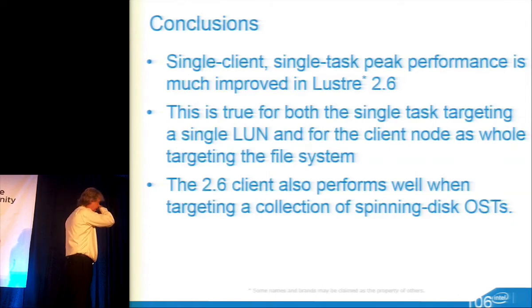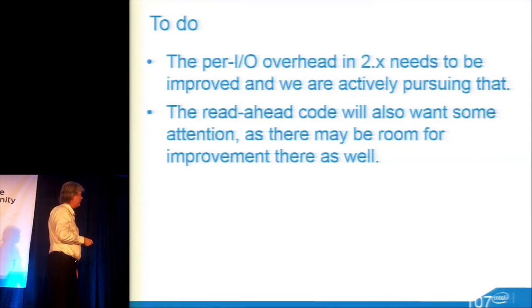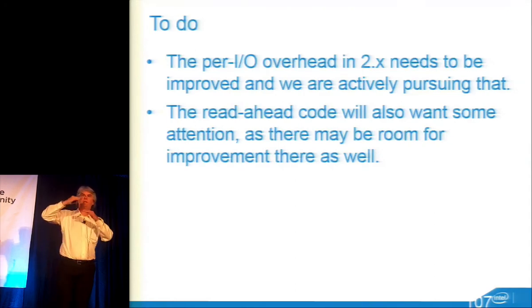So we can definitely conclude that 2.6 is going to have much better single client, single task performance. It's also true that it's going to have better performance when the entire node, all the tasks, all the CPUs on the node are included in the test. There are a couple of things that we definitely have learned from this that still need work. In particular, the per IO overhead in 2.x needs to be improved, and there's ongoing work addressing that. And then the read-ahead code. It was pretty clear from some of our tests that we might be able to improve the read-ahead code to get some of those read numbers up a little bit.